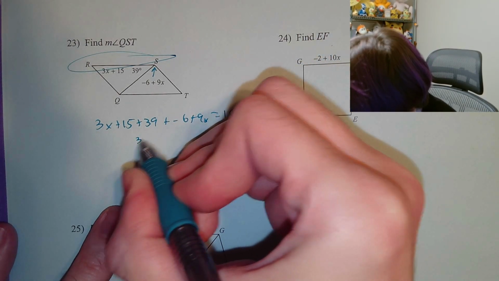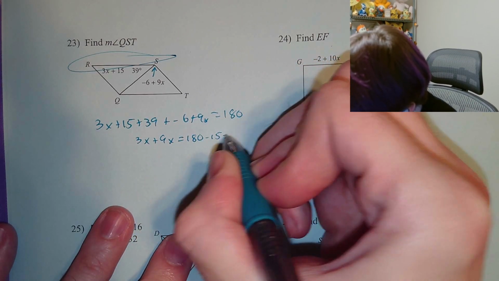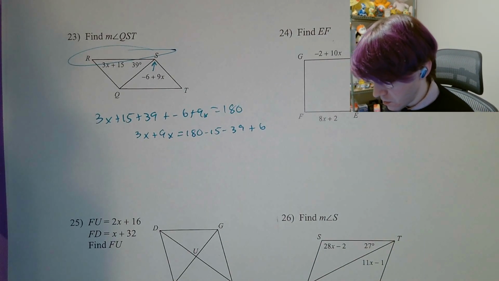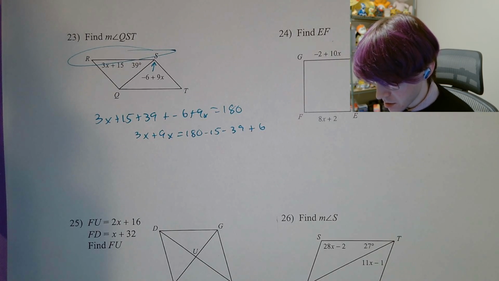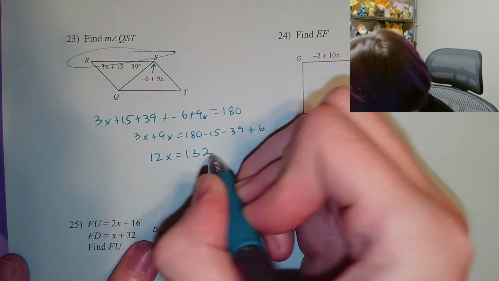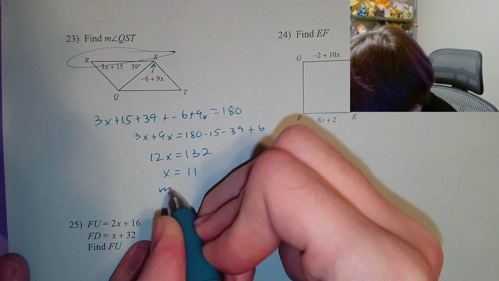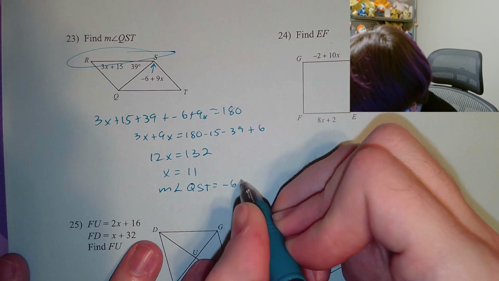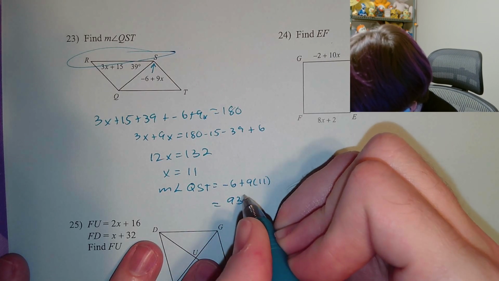So 3x plus 9x is going to be equal to 180 minus that 15 minus that 39, adding the 6. 180 minus 15 minus 39, add 6. Get 132. And divide both sides by 12. That's going to give you 11. And the measure of angle QST, negative 6 plus 9 times 11, 93 degrees.